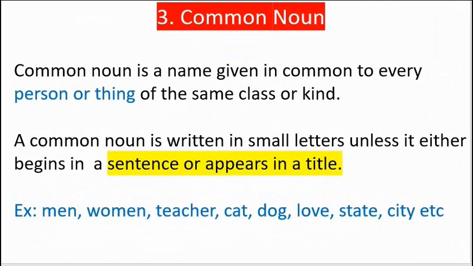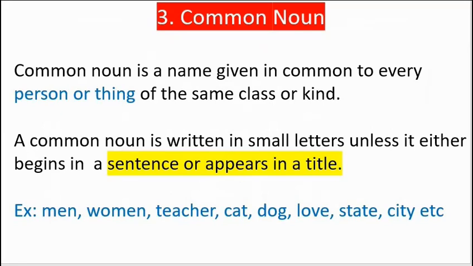Common noun means we are not going to take any particular person or name. Generally, the noun is given to common people, not a particular person or thing. In fact, a common noun is a name given in common to every person or thing of the same class or kind. Also, a common noun is written in small letters only, unless it begins a sentence or appears in a title.